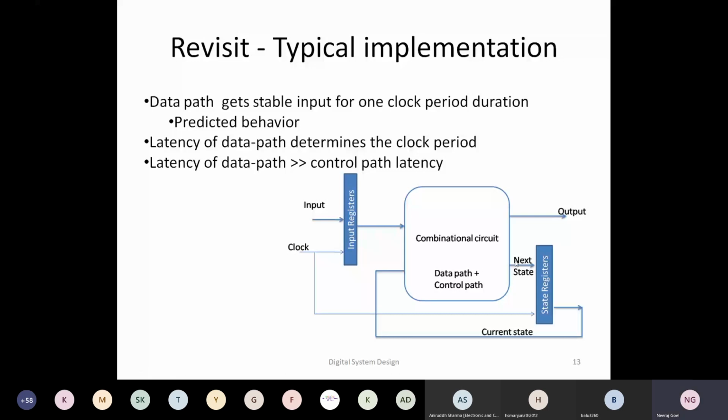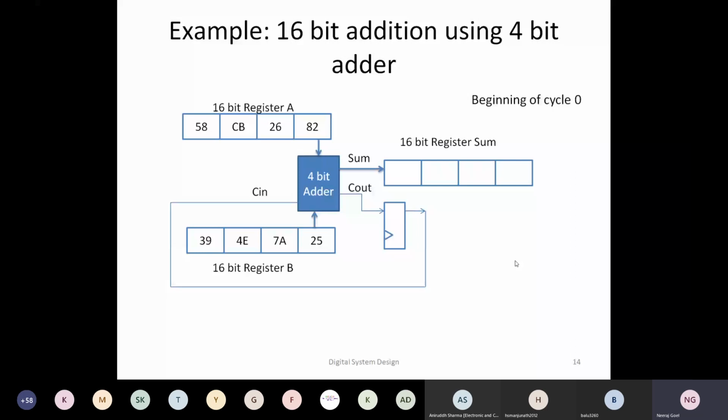Now I think if we take an example of a sequential circuit, that would help us. Let me take a very simple example, which is slightly unconventional also. We'll try to implement 16-bit addition using a 4-bit adder. Because we are implementing 16-bit addition using a 4-bit adder, it would certainly take multiple clock cycles or multiple iterations of the 4-bit adder. So this 4-bit adder would be utilized again and again.